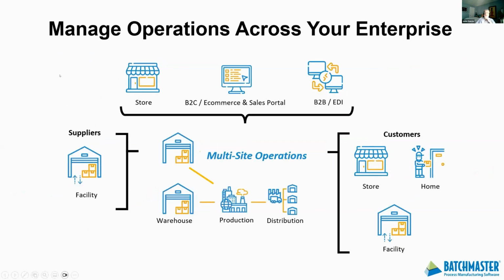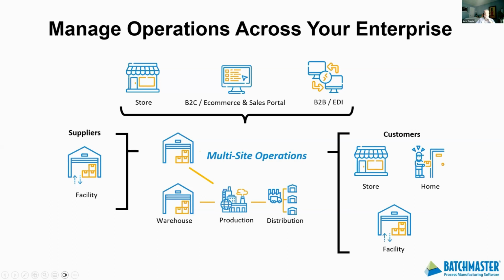The other area that's very important is how to manage the operations across the enterprise. Now, QuickBooks has a number of plugins to e-commerce, EDI, so do we. And those all feed sales orders into BatchMaster. And then you have the ability to manage the operations across multiple warehouses, multiple production sites, and multiple distribution sites. And it controls the receiving from your suppliers and the shipping to your various customers. Okay, so this is very important in this aspect.